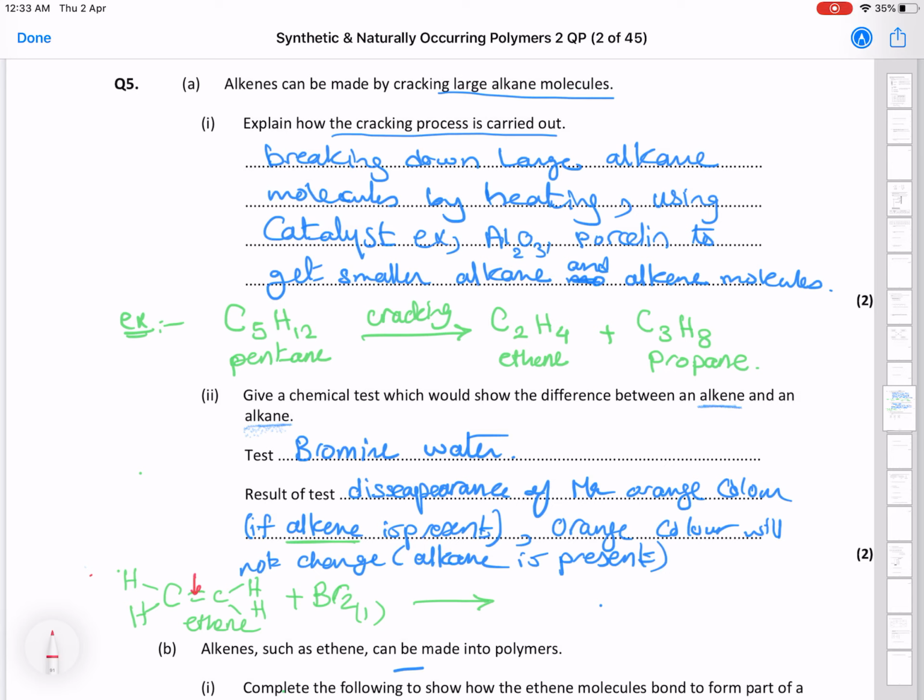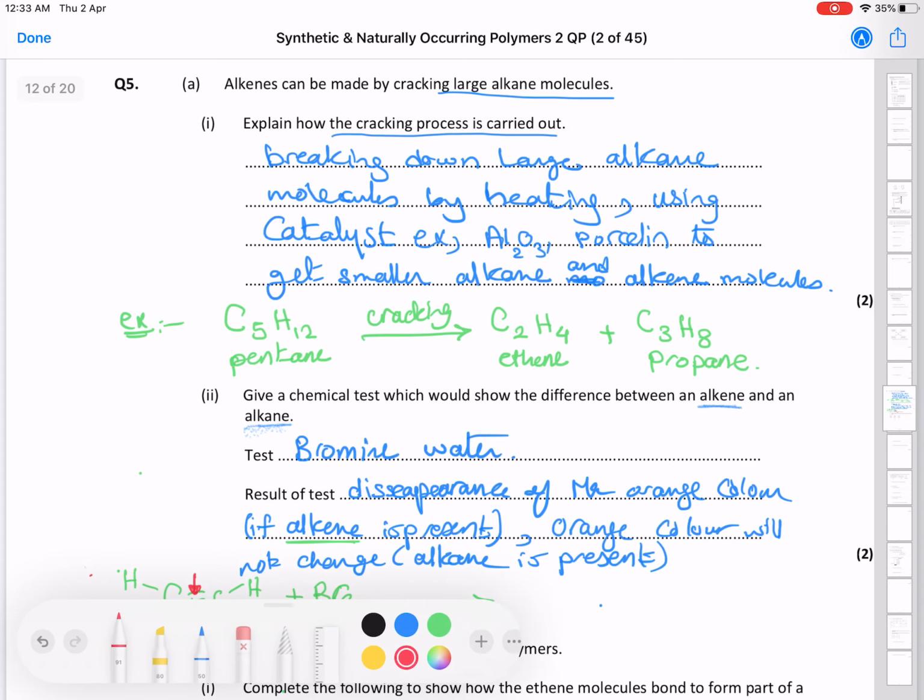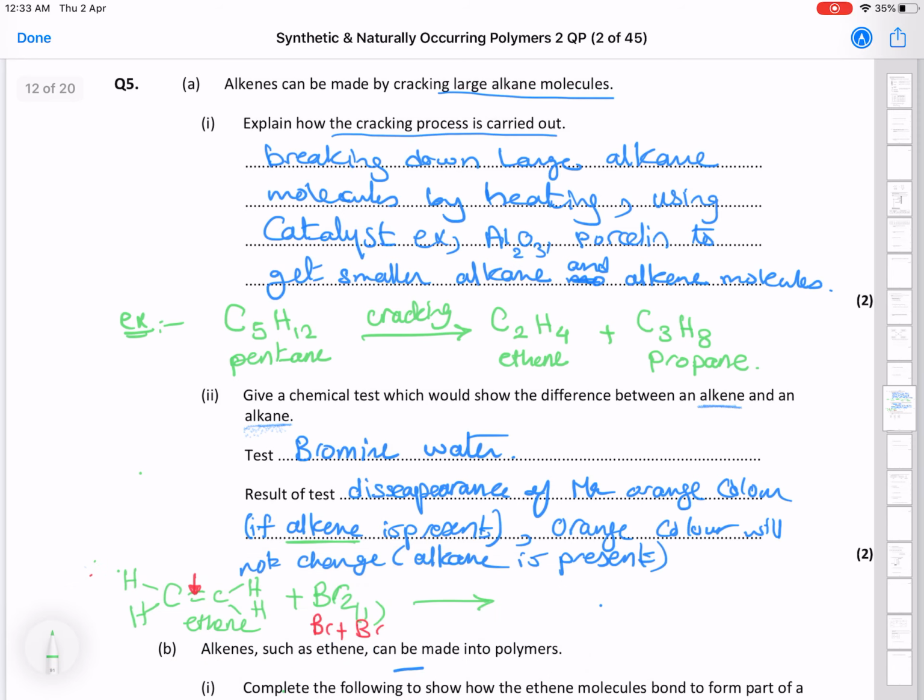So what will happen, this pi bond over there will be broken. Also the bond between the two bromine atoms here will be broken. Then those two bromine atoms will be added to the ethene. This is how it will end up. So after I break down the bond, that's my hydrogen, the other hydrogen, and that's the other hydrogen and my other hydrogen here.